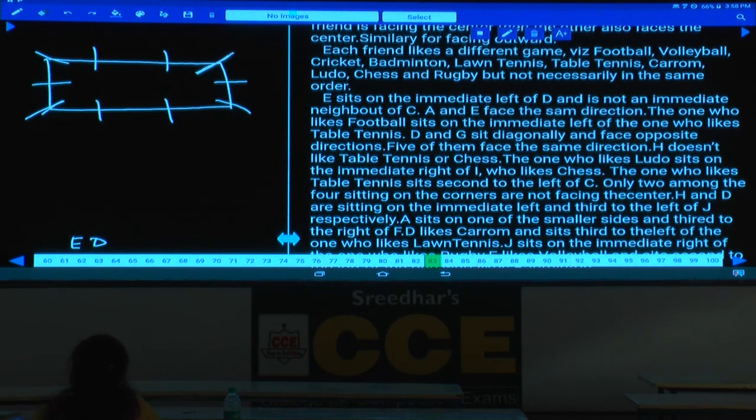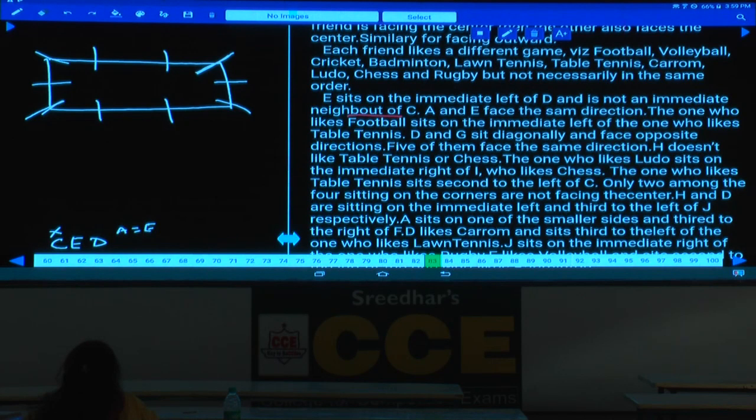Are you following this one or not? And this E is not an immediate neighbor of C. And A and E, who are these two persons? A and E face the same direction.